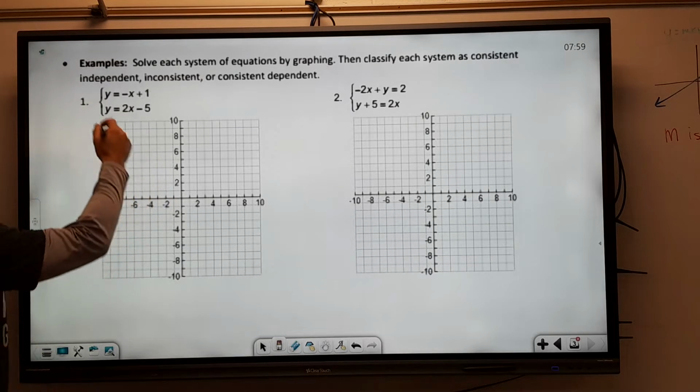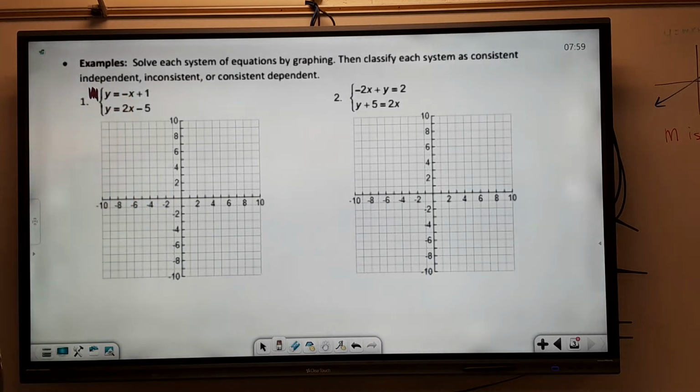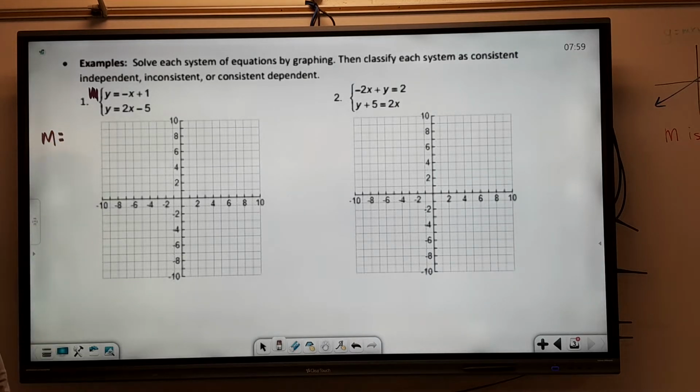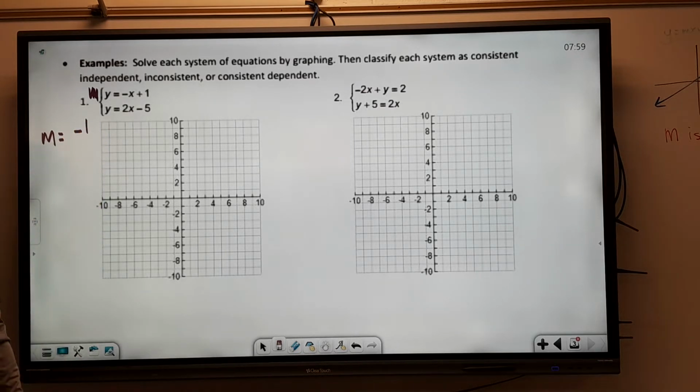Okay. Let's look at this first one. I'm going to call that the purple one. Let's take a moment. What is the slope of the first one? What number is in front of the X? -1. It's a -1, correct. That's not a fraction. When we're doing graphing of lines, we want it to be a fraction, right?